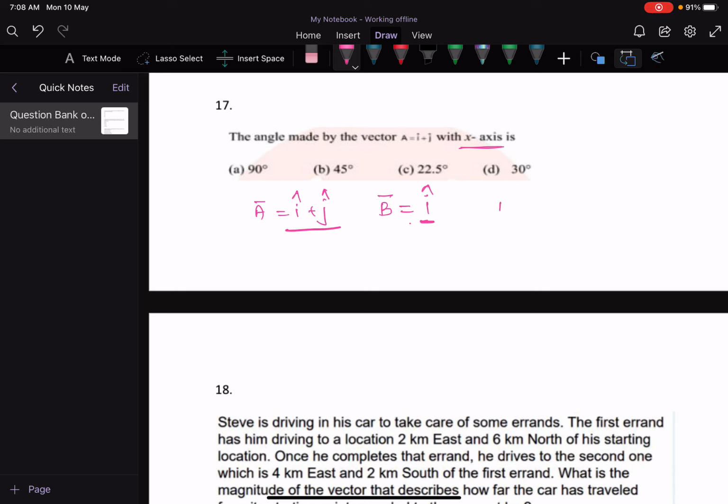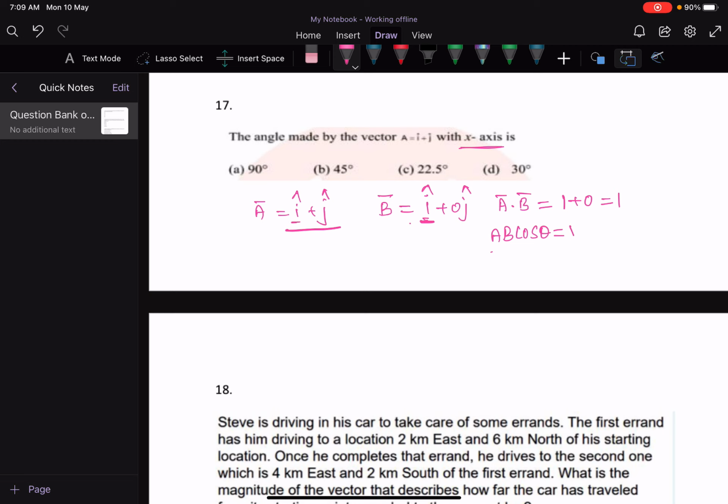Here I am finding A dot B. A dot B is the product of the x components, i into i, which is 1, plus j into 0, since there is no j in B. So 1 into 0 is 0, and 1 plus 0 is simply 1. So A dot B is equal to 1. A dot B can be written as AB cos theta is equal to 1.